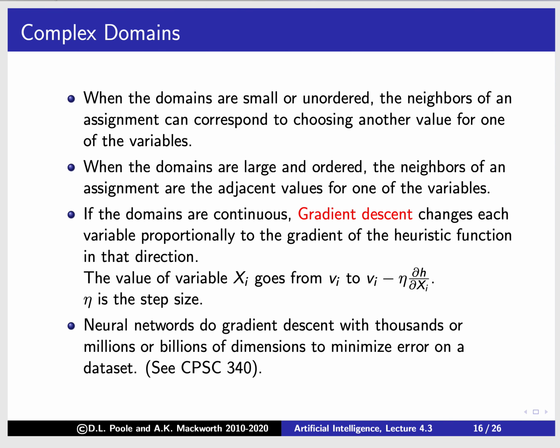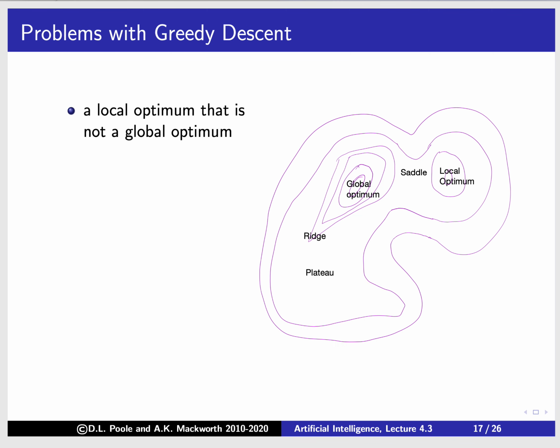And these neural networks do gradient descent with thousands or millions or even billions of dimensions to minimize the error on a data set. So in 340, you look at gradient descent and its variants for actually solving large machine learning algorithms. But this is essentially an example of an optimization problem.